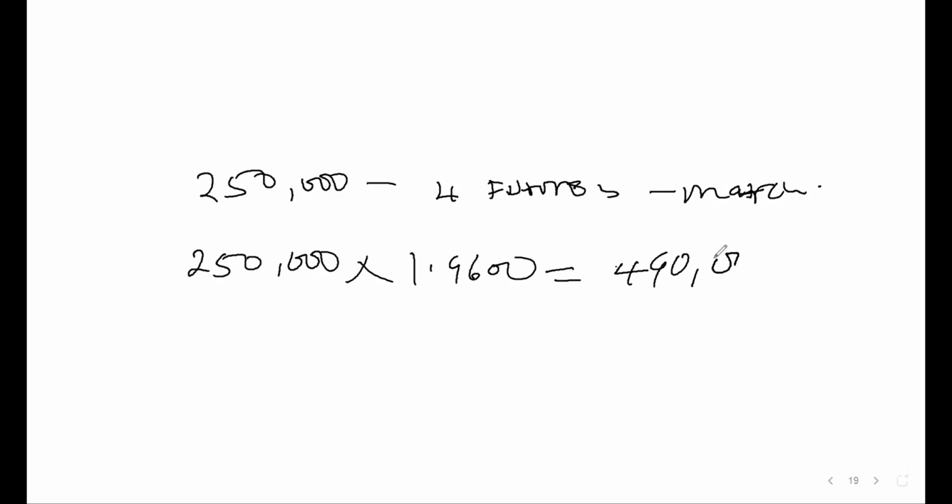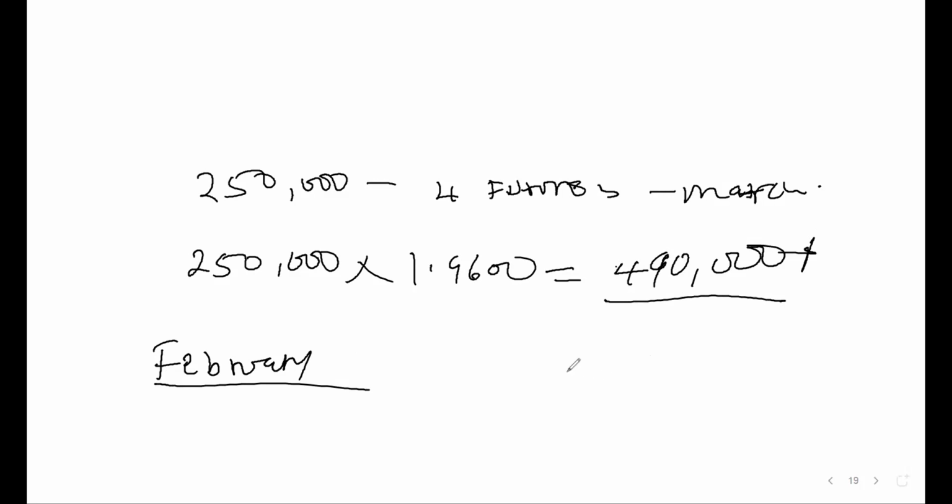490,000. So that is the amount you are going to commit to buy the futures. So on the maturity date, which is in February, you are holding your futures worth 490,000. Remember we said with futures, you don't have to wait for the maturity date. You can close before the maturity. In February, these futures are selling at what rate?